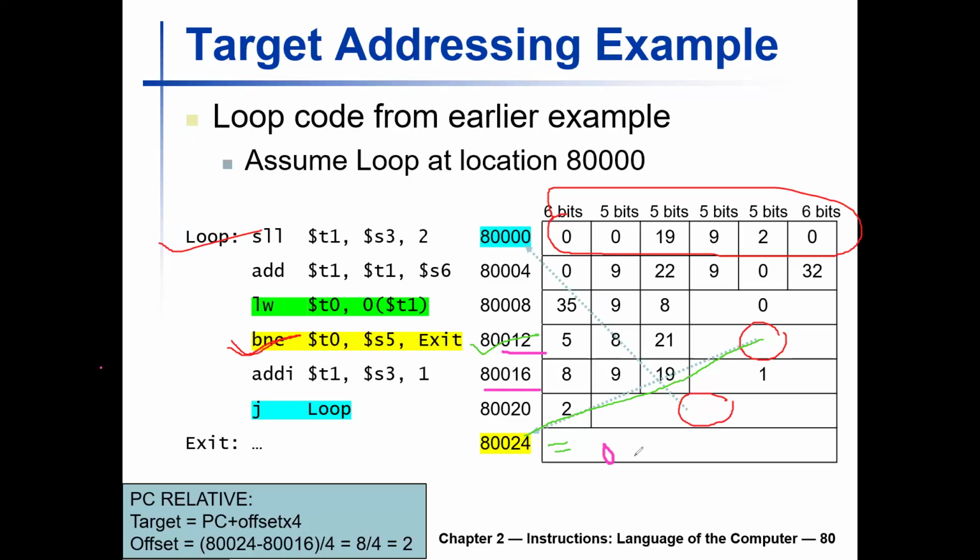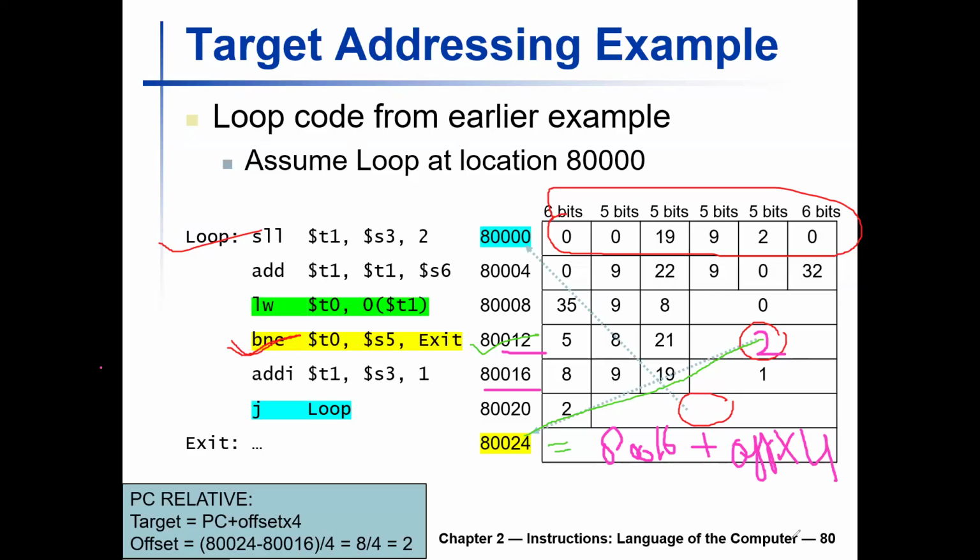So PC is having 80016. PC plus offset means this value I need to calculate. So offset into 4. What will I do here? 24 minus 16 becomes 8, and 8 upon 4 becomes 2. So my answer here is 2. Clear now? Yes, clear. Okay.